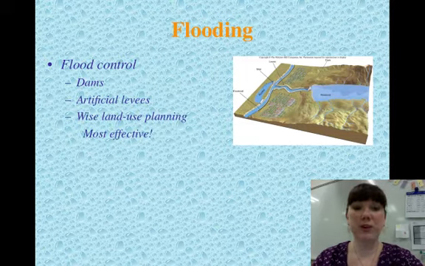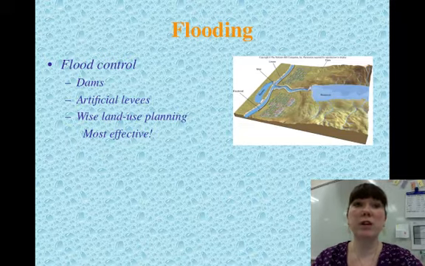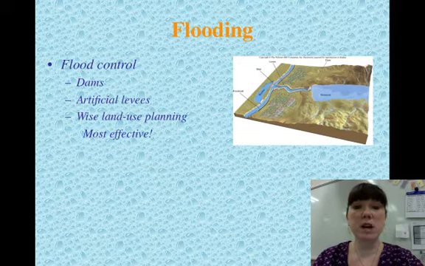The most effective type of flood control is very wise land use planning. This includes the prevention of building within the 100-year floodplains. So instead of trying to control the river itself, we just don't build near it, and we make sure that we don't develop any land within that 100-year floodplain.